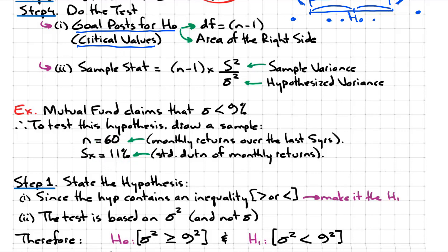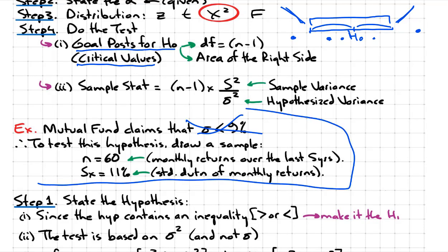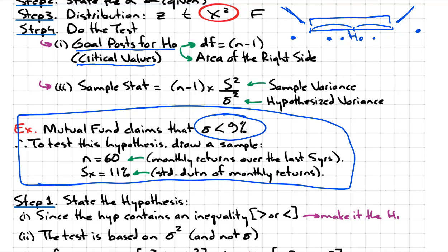Now, can I ask you a question? Why can't we just reject the null right off the bat? Why can't we just stop the analysis right there? Because the claim was that the standard deviation is less than 9, but the sample was 11. So 11 is greater than 9, so why can't we just reject it? Because that 11% was based on a sample, and samples have errors. So you've got to build a little margin of error around this null hypothesis to account for that sampling error.